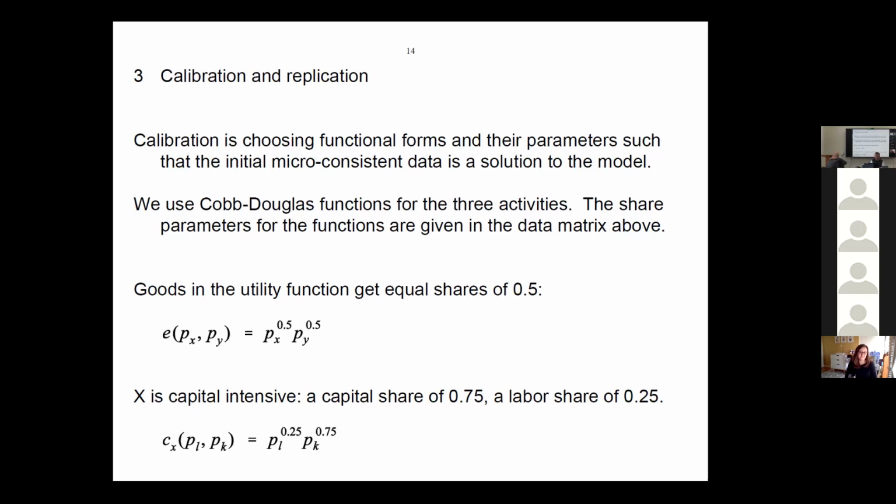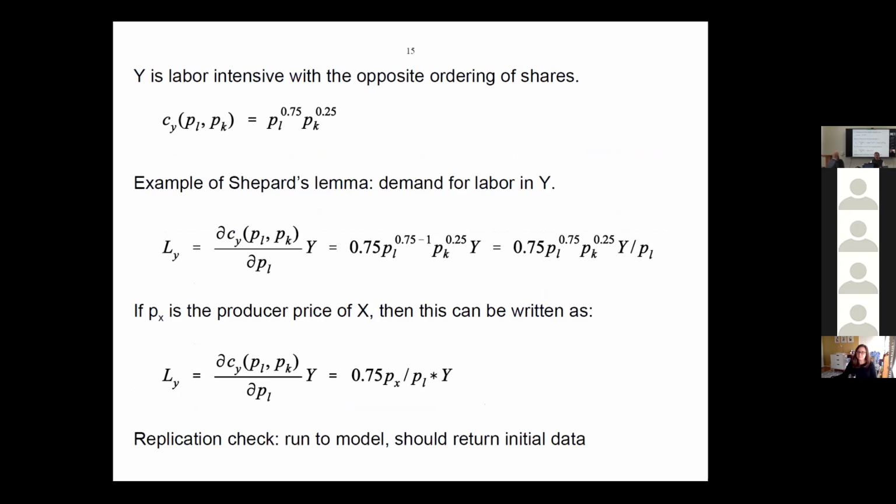In the X production, the capital share is 0.75, labor share is 0.25. And again, the production function in Cobb-Douglas, or all CES, is self-dual, so the exponents in the cost function are 0.25 and 0.75. It's great to work through that paper and pencil algebra to get these things when one is learning. The Y sector has the opposite factor intensities. The Y sector is labor intensive, with a share of 0.75 in the cost function and 0.25 for capital.